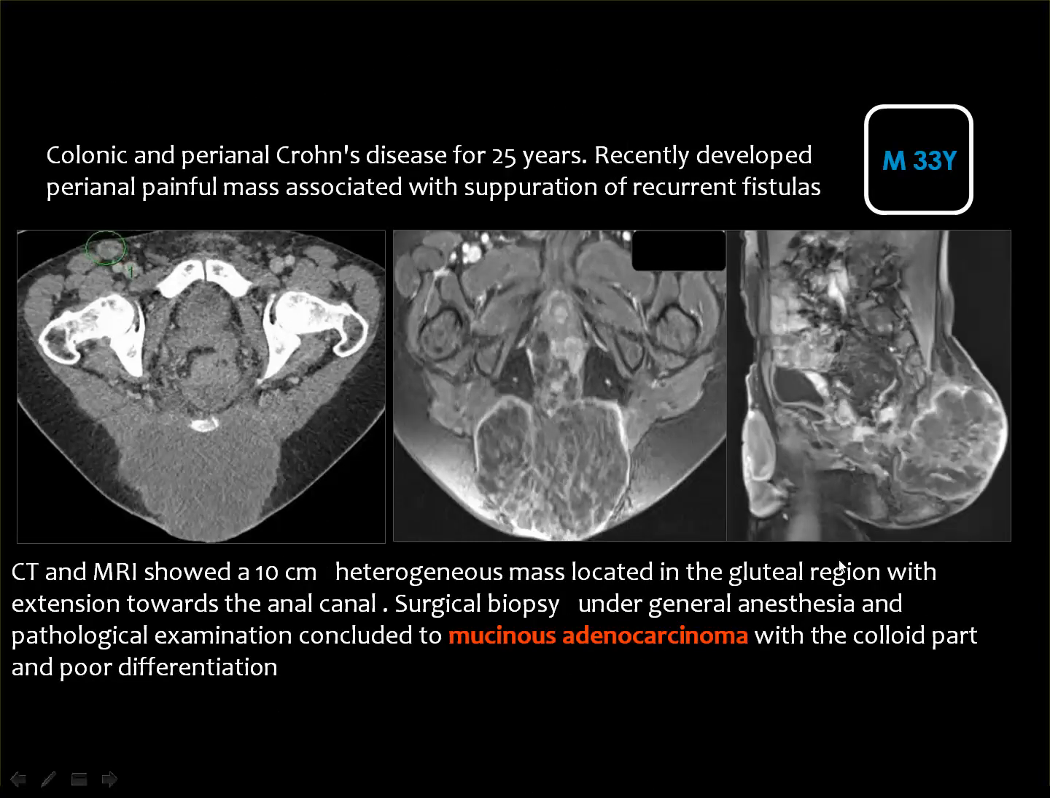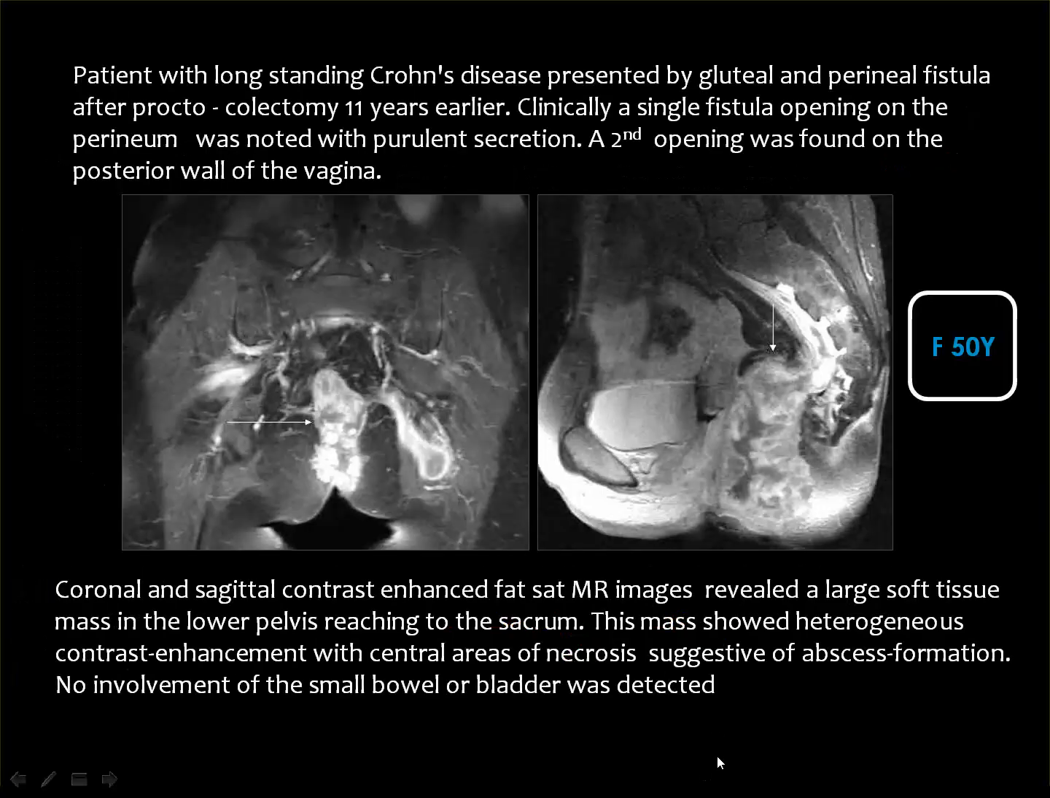And this patient had Crohn's disease for 25 years, and recently he developed a perianal painful mass associated with suppuration and recurrent fistulas. And the MRI showed a big mass that is heterogeneously enhanced, and it proved after surgery to be mucinous adenocarcinoma. And this is another example of a patient with long-standing Crohn's disease. She has a mass along the course of the fistula, and the mass is heterogeneously enhanced, and it proved to be malignant.